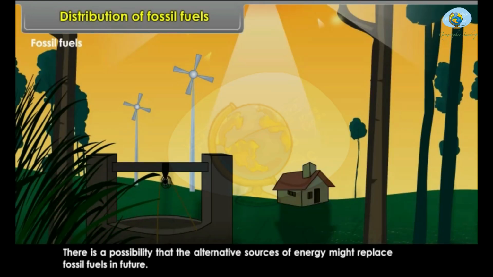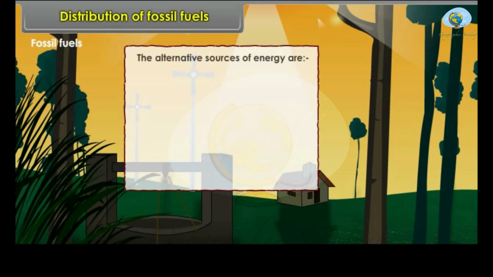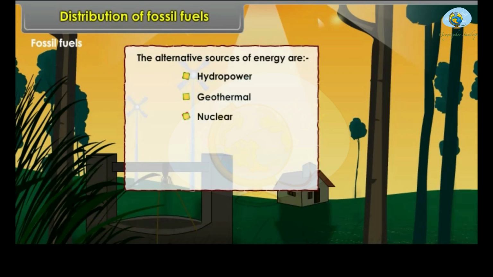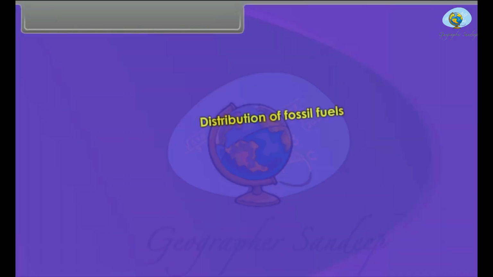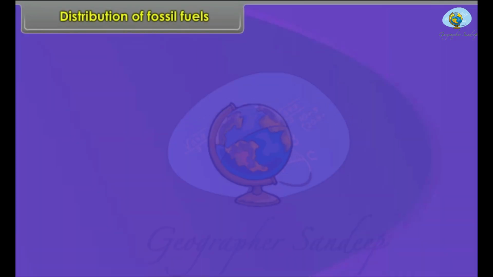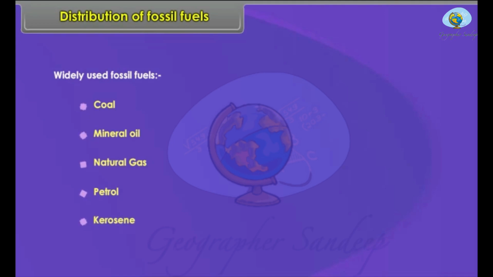There is a possibility that the alternative sources of energy might replace fossil fuels in future. The alternative sources of energy are hydropower, geothermal, nuclear, solar and wind power. Distribution of fossil fuels. We can list out some widely used fossil fuels: coal, mineral oil, natural gas, petrol, kerosene, etc.